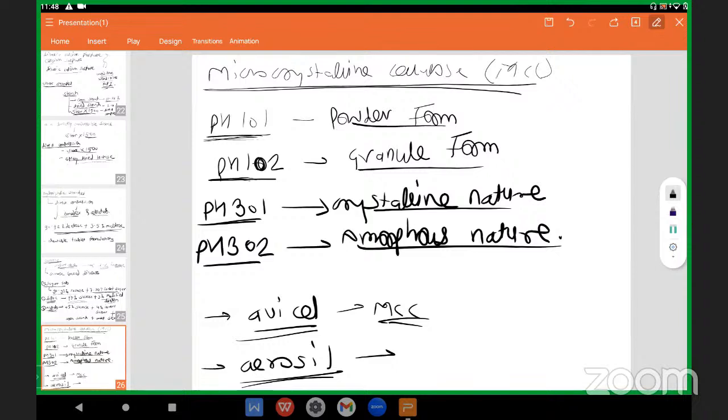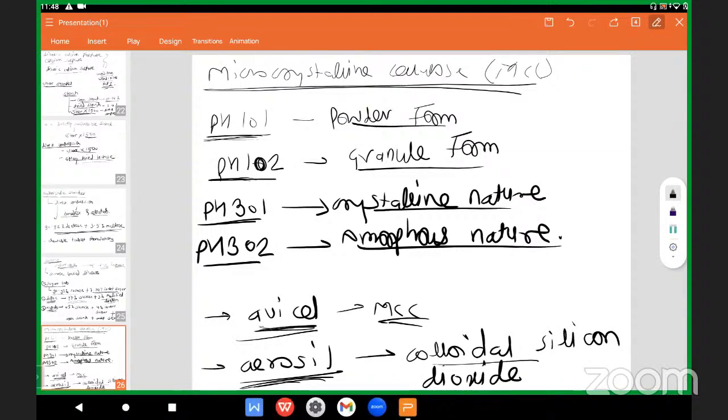Aerosol is not diluent, it is a lubricant. Anyone can tell me what is aerosol? Write it down. If you are not aware, it is a colloidal silicon dioxide. But remember, this is not a diluent. Aerosol is not diluent. Avicel is diluent. Okay, Avicel is nothing but the MCC having the 4 grades like pH 101, 102, 301, and 302.